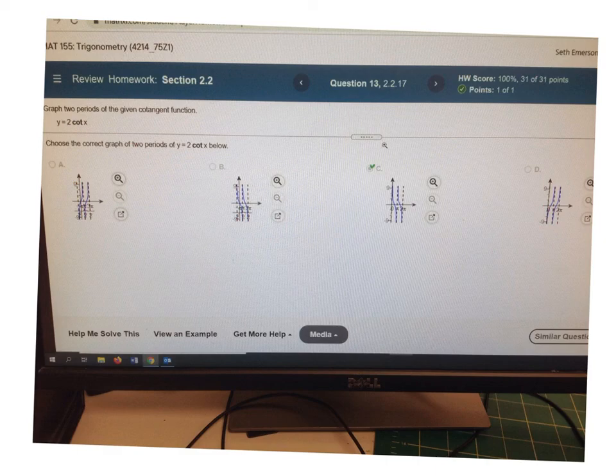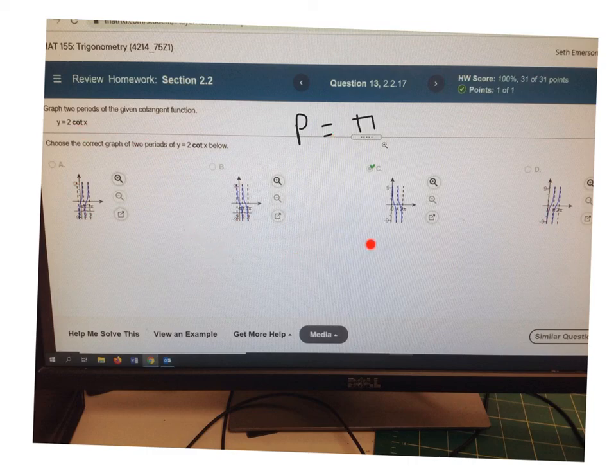The period for this is pi. And I can tell, it's pi over the coefficient of x. Coefficient of x here is 1. So the period of it is pi. And the period for cotangent runs from 0 to pi.